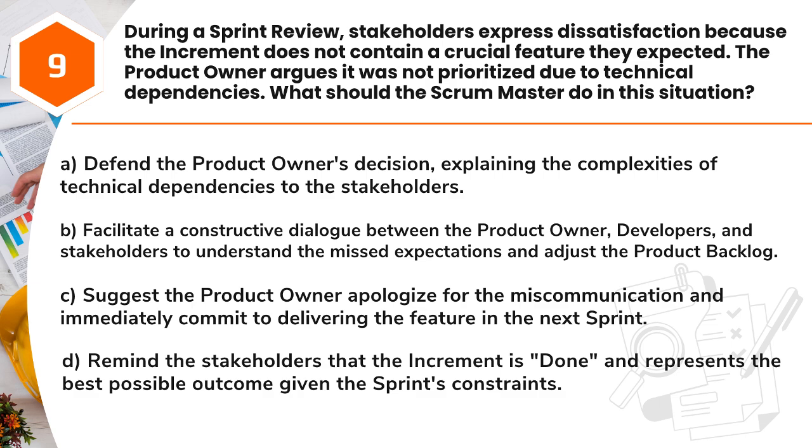A. Defend the product owner's decision, explaining the complexities of technical dependencies to the stakeholders. B. Facilitate a constructive dialogue between the product owner, developers, and stakeholders to understand the missed expectations and adjust the product backlog. C. Suggest the product owner apologize for the miscommunication and immediately commit to delivering the feature in the next sprint. D. Remind the stakeholders that the increment is done and represents the best possible outcome given the sprint's constraints.